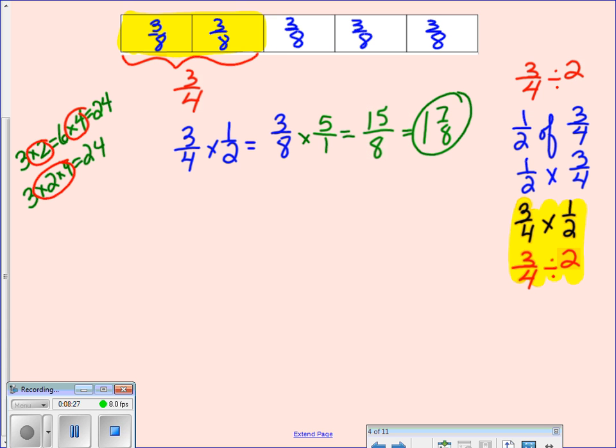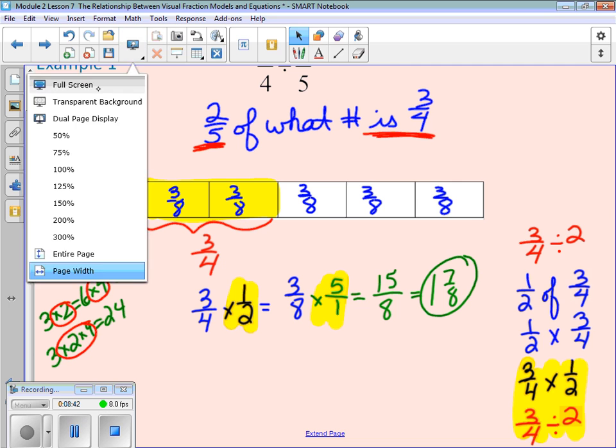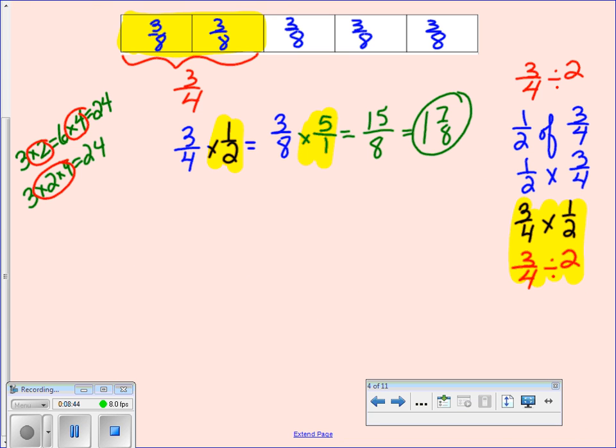So let's do that. Let's take a look at what we just did. So here I multiplied by 1/2. Then I multiplied by 5/1. Yes? Still with me? Okay. So why don't we combine those into one equation? Because remember, our goal of today's lesson is to take that model and figure out an equation. So now let's rewrite that. 3/4 times 1/2 times 5/1. Everybody comfortable with where that came from?